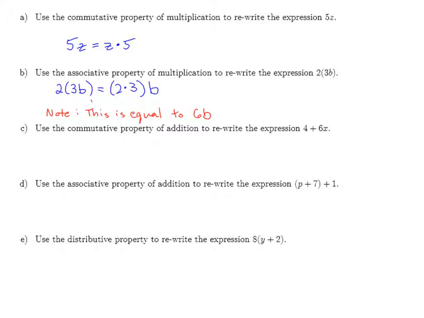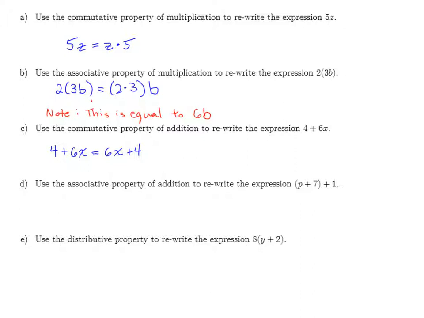Next, we're asked to use the commutative property of addition to rewrite the expression 4 plus 6x. So again, commuting is moving things, and so we're going to take 4 plus 6x and rewrite that as 6x plus 4. So these are equivalent. In general, as we study algebraic expressions, we'll note that we write expressions where the variables with the highest exponent are first, and then the next lowest next, and so forth, and then the constants last. So we'll generally write 4 plus 6x as 6x plus 4.